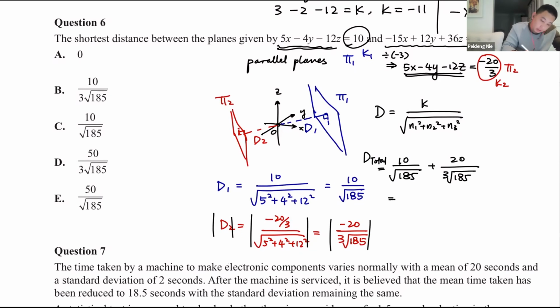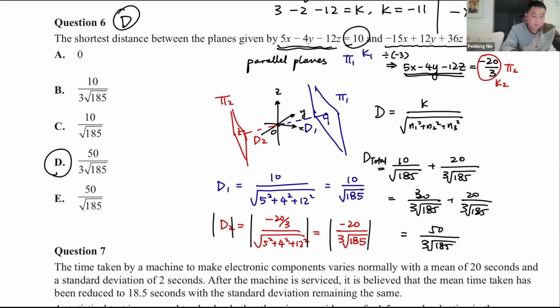So I'm going to get, let's say, 20 over, actually 30, bear with me, 30 over 3 root 185 plus 20 over 3 root 185. So the answer should be 50 over 3 root 185, okay? All right, so if we have this option, that would be D, okay?